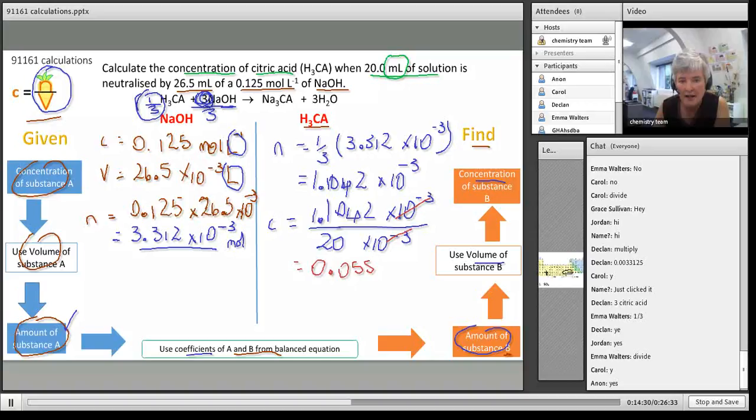And I haven't got excellence yet, even though I have got my 3 significant figures. What do I need to write down? So Nicholas is typing moles per liter, correct. Okay, you have to have your units in your final answer.